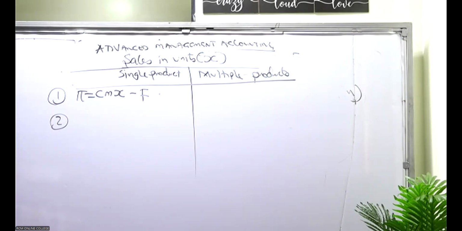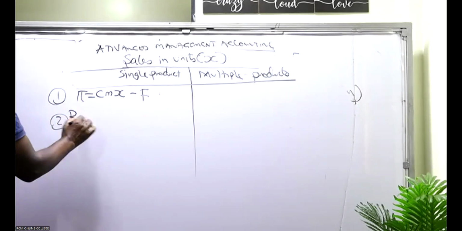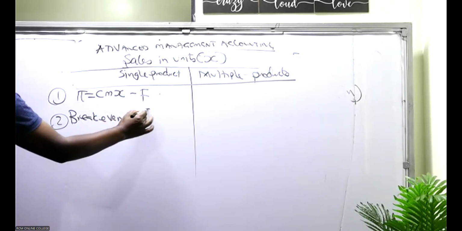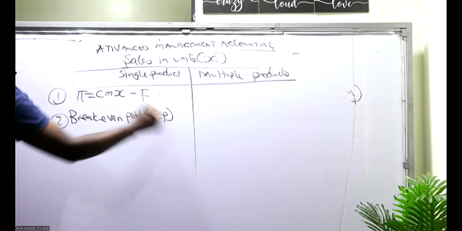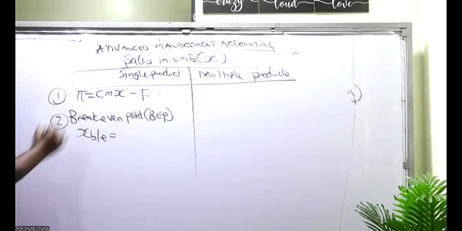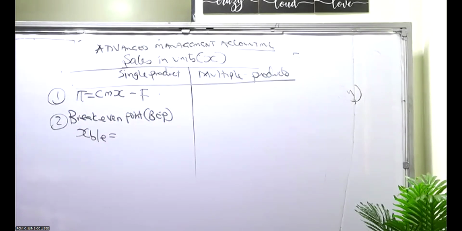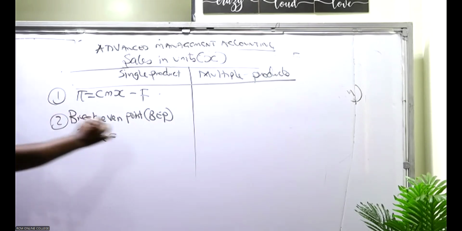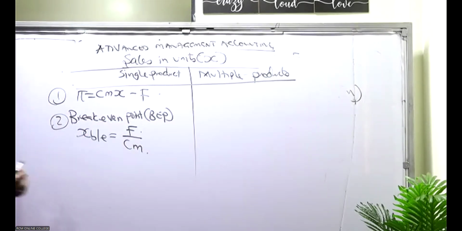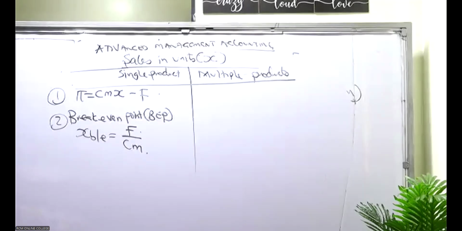What about break-even point, BEP? We shall call this X break-even. How do we get X break-even? To get X break-even, we shall take fixed cost divided by contribution margin.